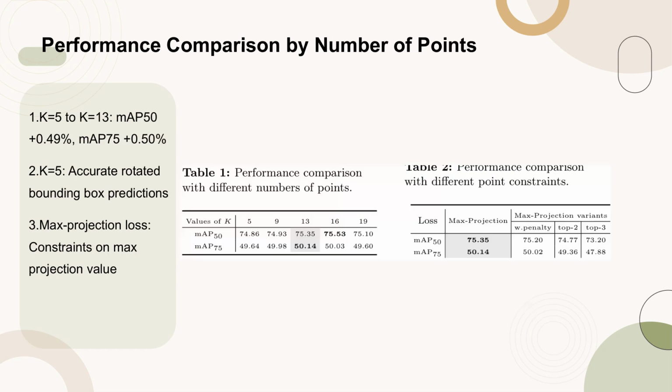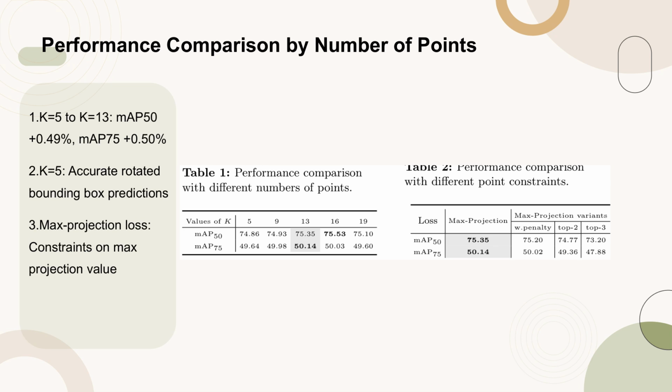Table 1 presents a performance comparison of our model with different numbers of points representing each object. The analysis shows that increasing the number of points from 5 to 13 resulted in a modest improvement in performance metrics. Specifically, the mean average precision at 50% IoU, mAP50, increased by 0.49%, and the mAP at 75% IoU, mAP75, increased by 0.5%. Despite this, even with only 4 boundary descriptor points at k equals 5, the model was able to accurately translate predictions into rotated bounding boxes, largely due to the auxiliary axis predictions.